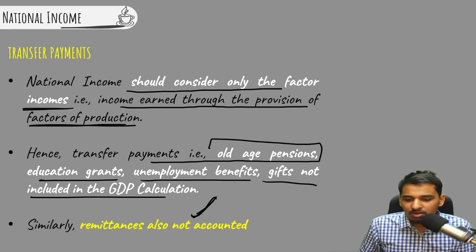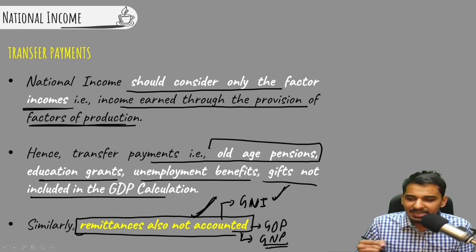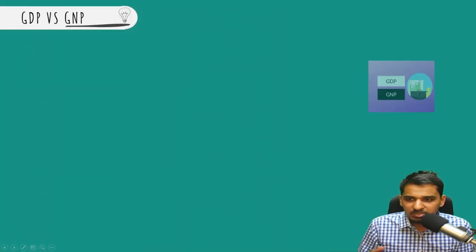Similarly, remittances are also not accounted. We'll be seeing that remittances are only taken in case of GNI, that is gross national income. But they are not accounted in case of GDP, or in case of GNP. We'll be seeing this. But we say generally that remittances are not taken in case of national income, but this is true for GNI. In case of GNI, we will be seeing that remittances are accounted. We'll be seeing this in upcoming lectures, so don't worry. I'm just building the base one by one.